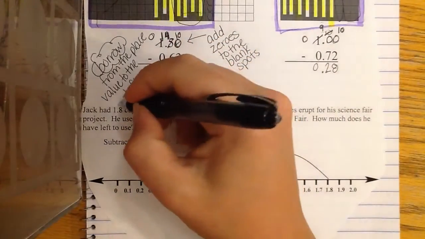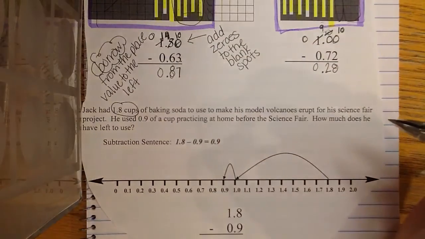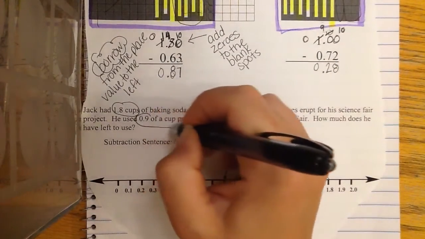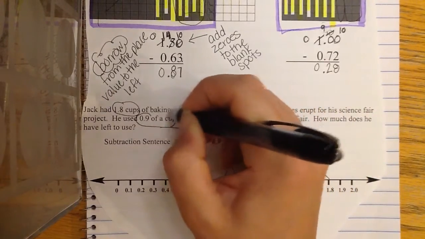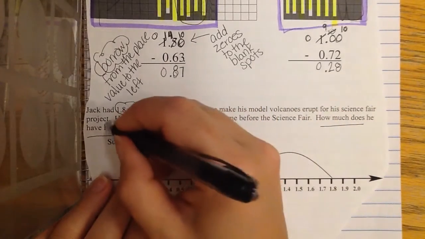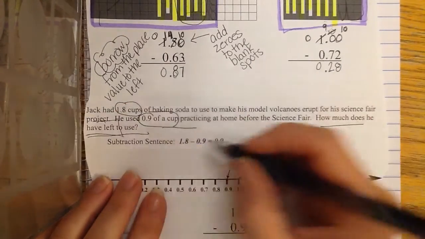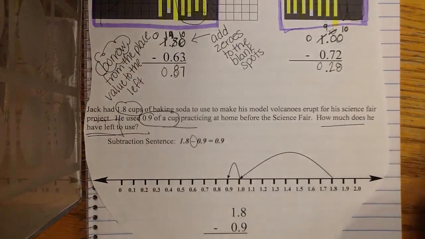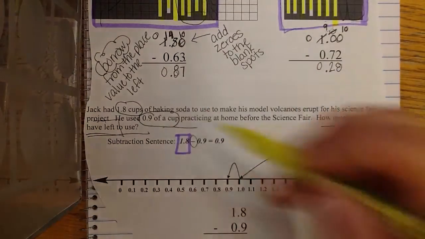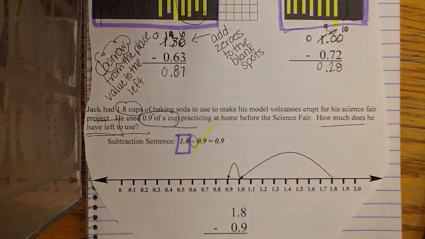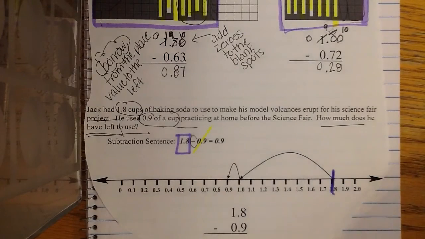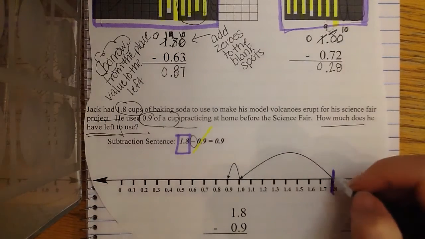Jack had 1 8/10 cups of baking soda to use to make his model volcanoes erupt for his science fair. He used 9/10 of a cup practicing at home. How much does he have left? There's my action word that told me I'm going to subtract. So this time I started with 1 8/10. I took away 9/10. So we started over here with 1 8/10, and they took away 9/10.